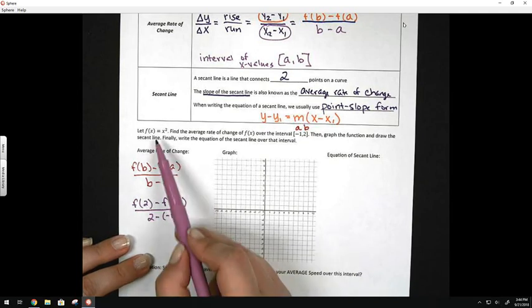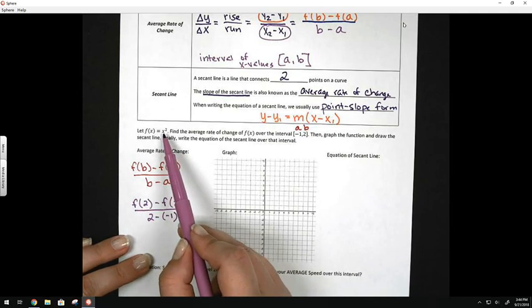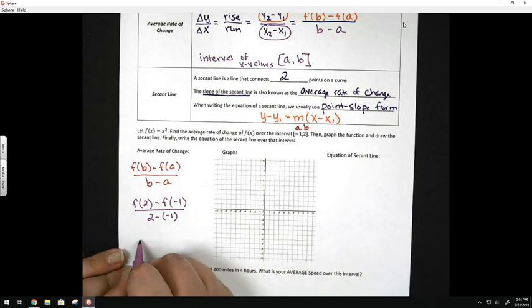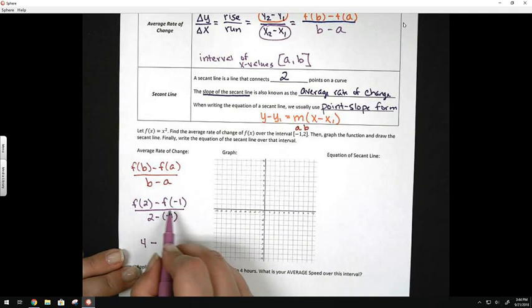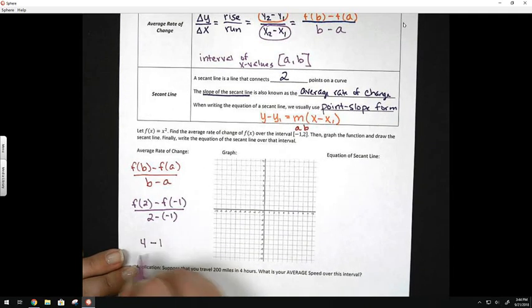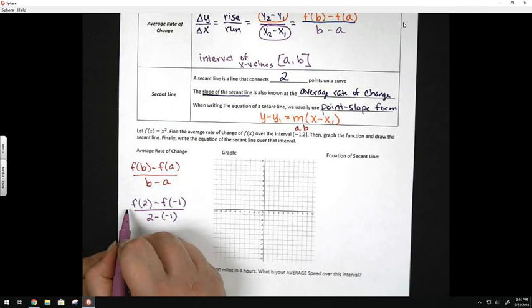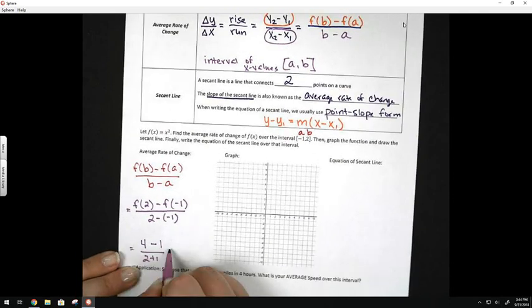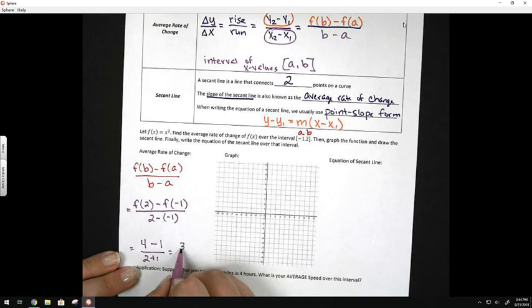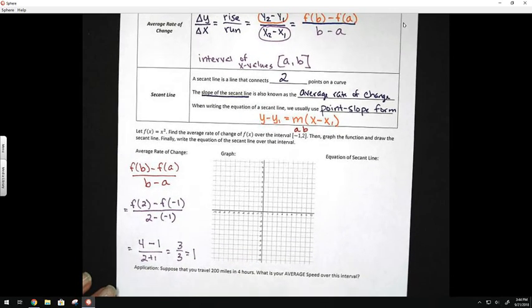And then remember, f of 2 just means the function value at 2. So we're going to take 2 and plug it into f of x, which means we get 2 squared, which is 4, minus negative 1 squared, which is 1, all over 2 plus 1. I'm going to put some equal signs here. Sorry about that. So we get 3 over 3, which means the average rate of change is 1.